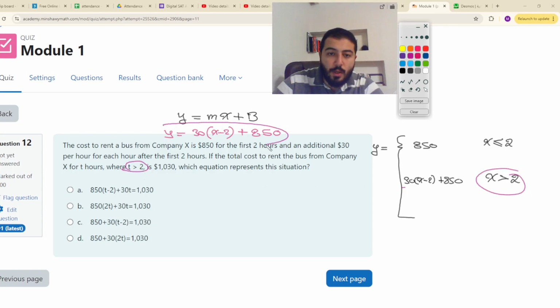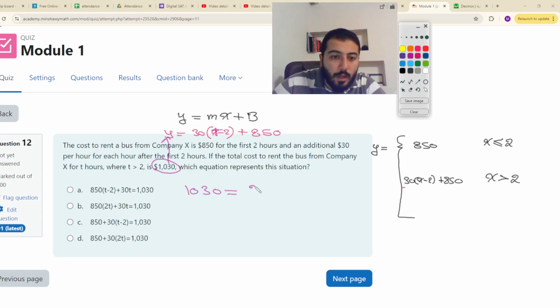So we're using this equation or this one. So now you can say that Y is equal to 1030, and we will exchange T with T minus 2, so 30 times (T minus 2) plus 850 is the actual equation. If we solve this, we can get the actual number of hours he used. So that's it: 30 times (T minus 2) plus 850 equals 1030.